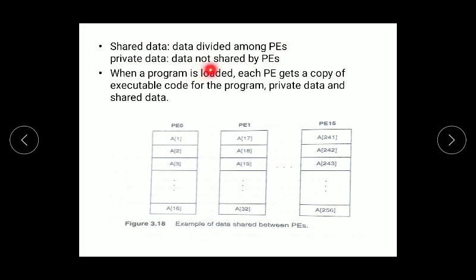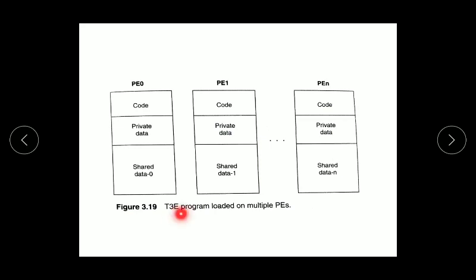When a program is loaded, each PE gets a copy of the executable code for the program, private data and shared data. Whenever a program is loaded, with respect to this Cray MPP linker, each PE like PE0, PE1, PE15 gets a copy of executable code. A1, A2, A3, etc. are like shared data or private data. Now go through this figure. This is the snapshot when a T3E program is loaded on multiple PEs.